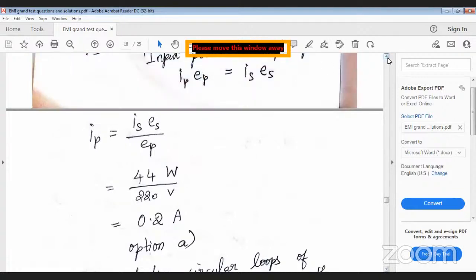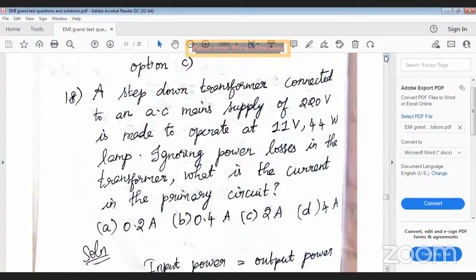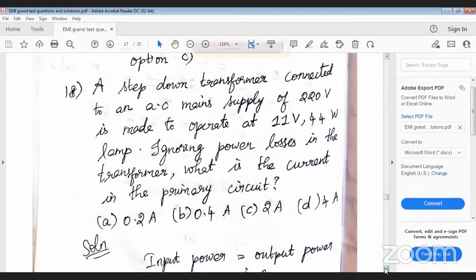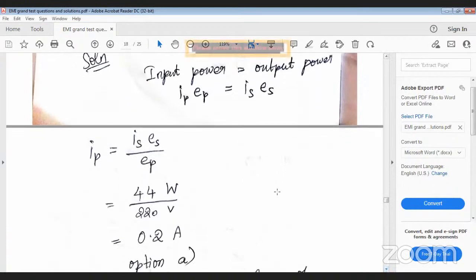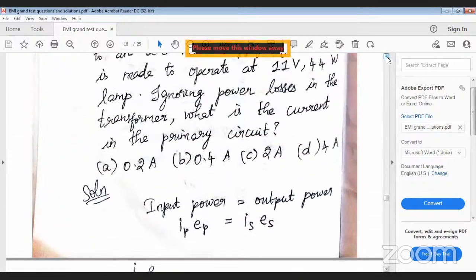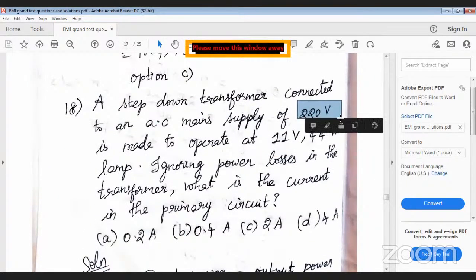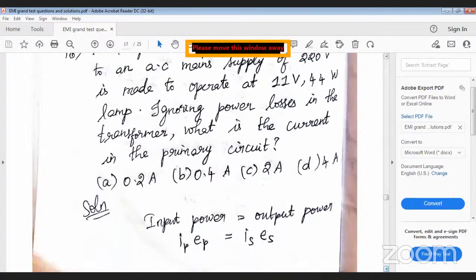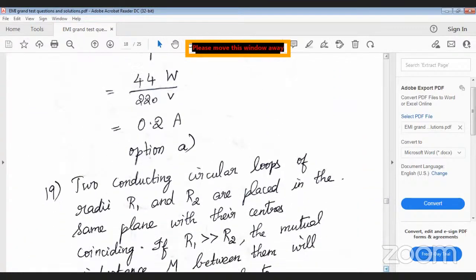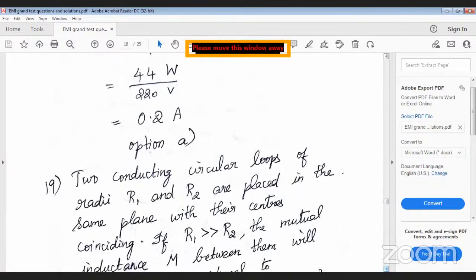IS is the current in the secondary coil, but we don't need IS separately. IS into ES is actually the output power. So output power means here the 44 watt lamp. That is the output you need. So you can substitute 44 watt in place of IS ES, divided by EP. EP is the EMF in the primary circuit, which is 220 volt. So you substitute 44 by 220, that will be 0.2 ampere. That is the current in the primary circuit, and that is option E.